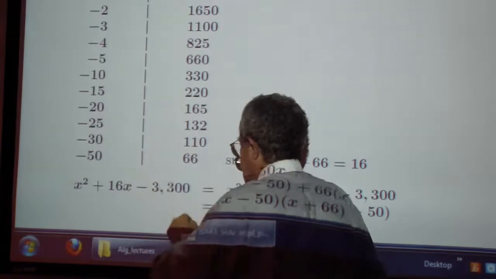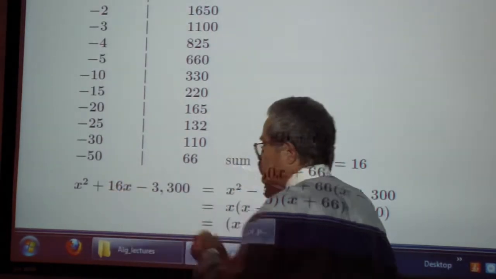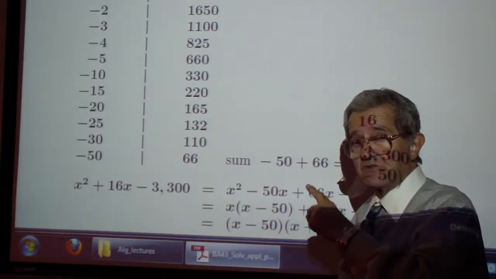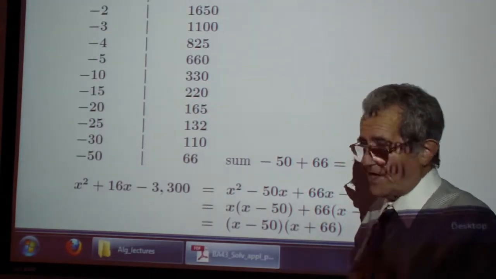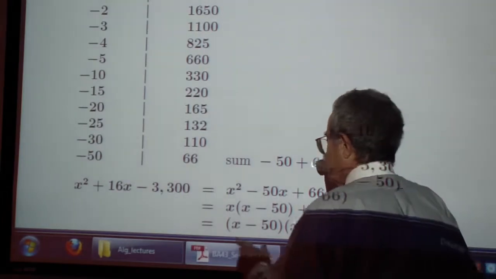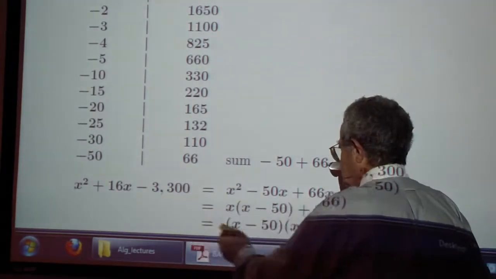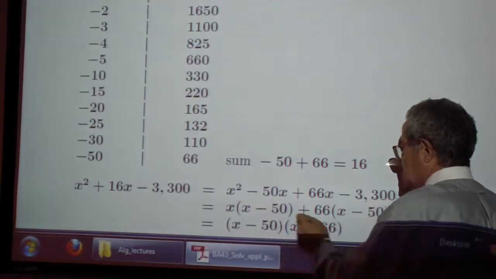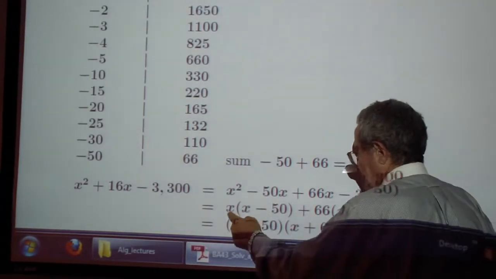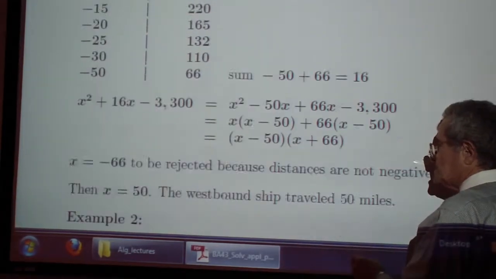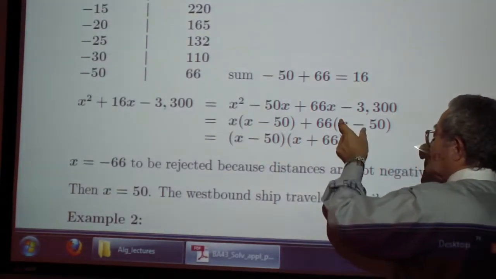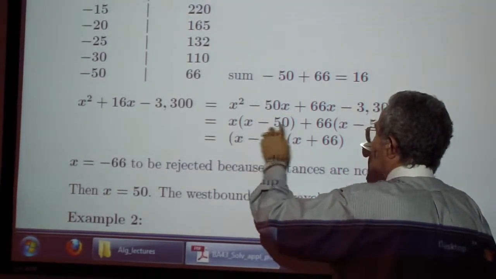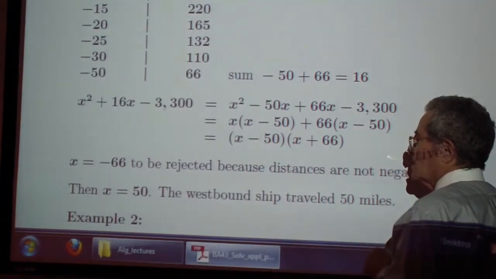Remember, these two magic numbers tell you how to split up the middle term when you're factoring a trinomial, after you factored out the greatest common factor. So you have 16, which is negative 50 plus 66. You group these two, you group those two, factor out x, factor out 66. You get a common factor, x minus 50, which you yank out, and you're left with x plus 66.